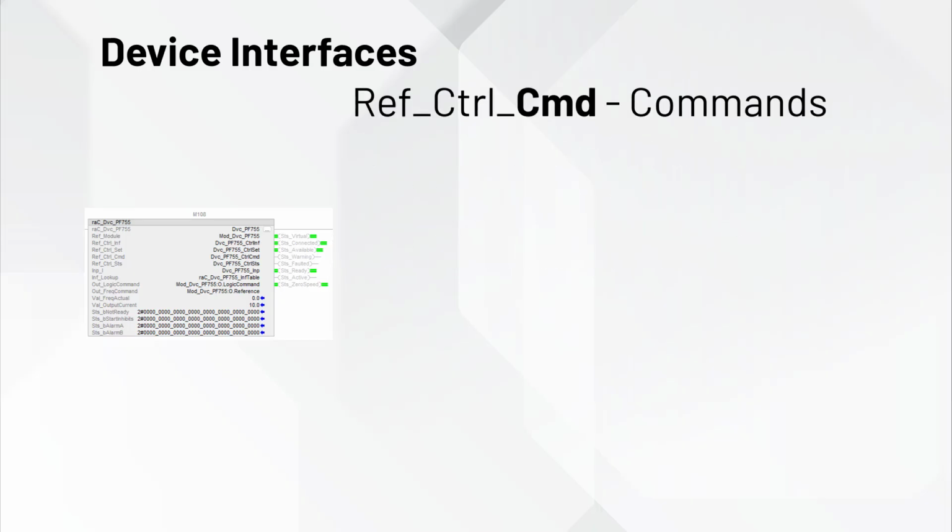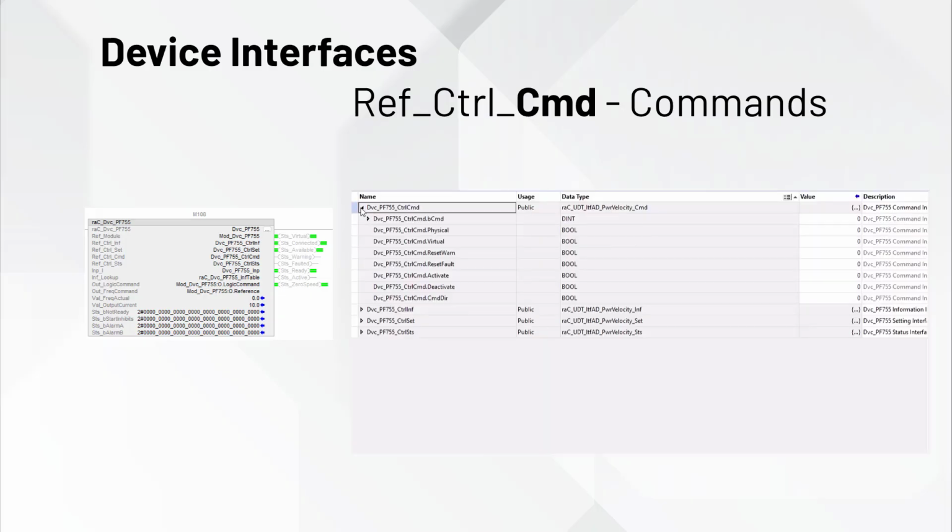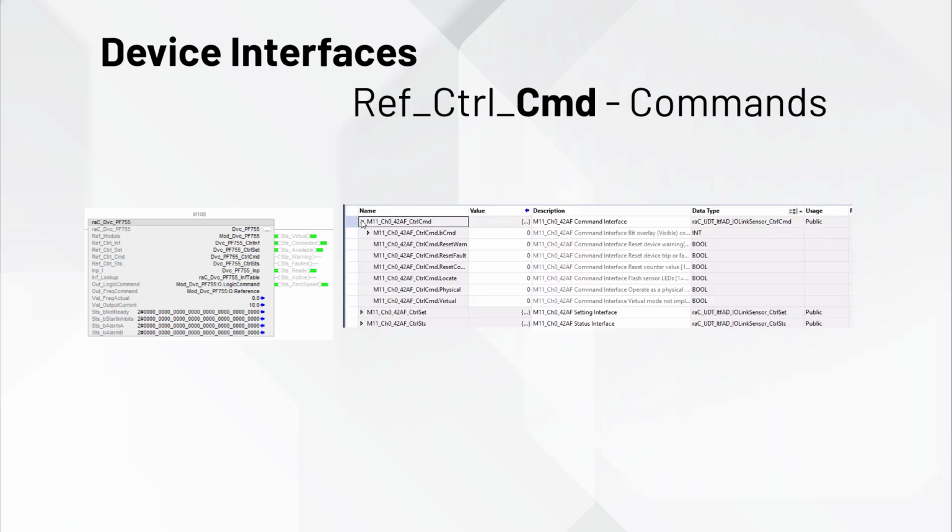CMD, or command, is your command interface to devices with output control. With a power device, you can use this to do things like activating or jogging a motor. With an I/O link sensor, you can activate the locate LED. If the device supports it, you can also find commands to switch between physical and virtual modes here.